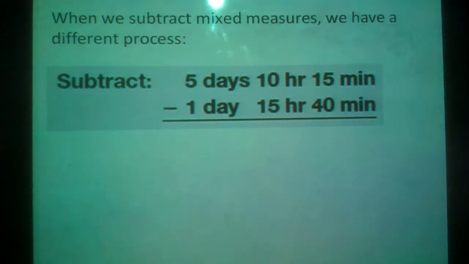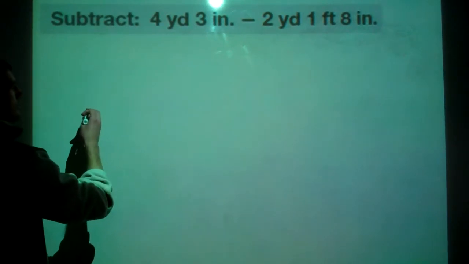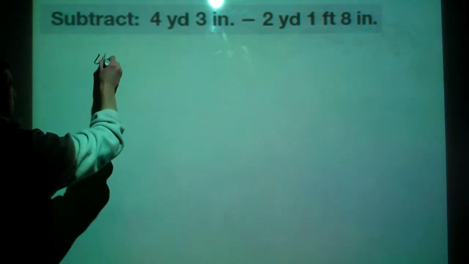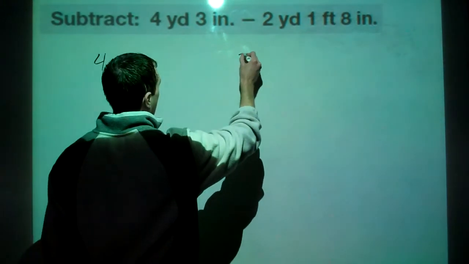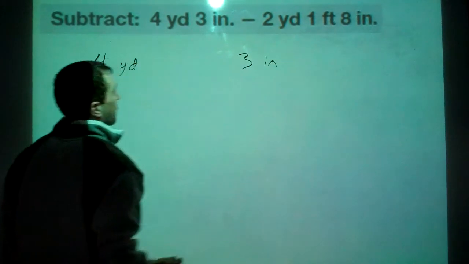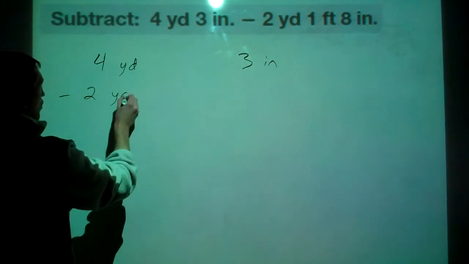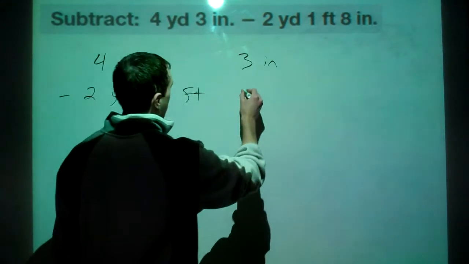And one more example to go through. Subtract 4 yards 3 inches from 2 yards 1 foot 8 inches. This one's a little different. 4 yards and 3 inches, minus 2 yards 1 foot 8 inches.